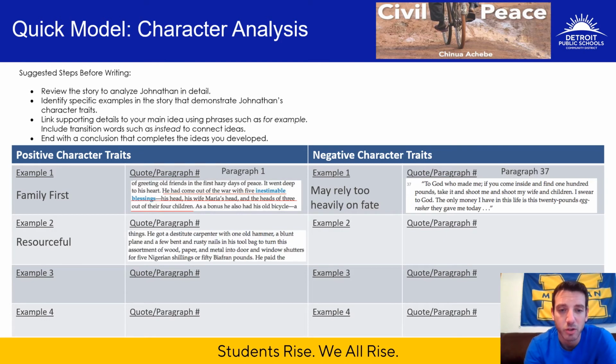And a quote to reinforce that, in paragraph 4: "He got a destitute carpenter with one old hammer, a blunt plane, and a few bent and rusty nails in his tool bag to turn this assortment of wood, paper, and metal into door and window shutters for 5 Nigerian shillings or 50 Biafran pounds."